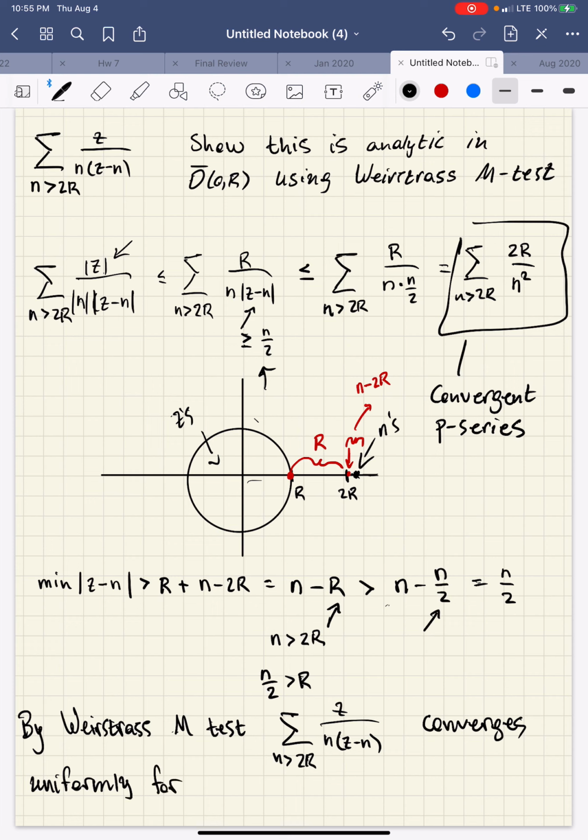for z in the closed disk of radius r about 0. So the series is analytic on this domain, which is exactly what we wanted.